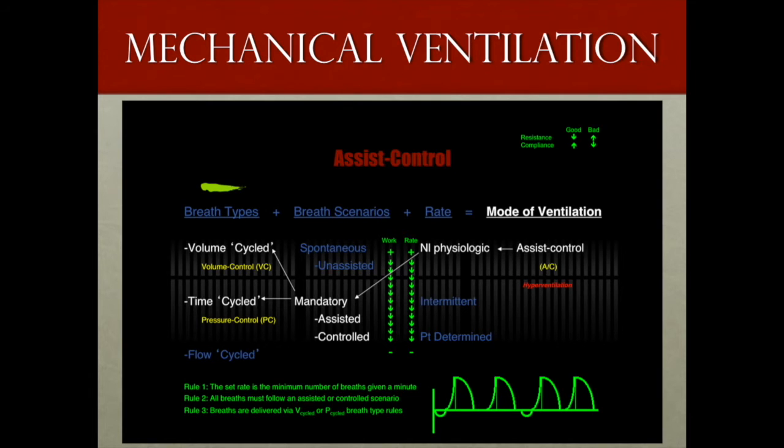And the first mode that we'll talk about is what is commonly called assist control mechanical ventilation. And there are 3 rules that govern assist control, and each rule corresponds to one of the components of what a mode is. So in assist control, rule number 1 states that the set rate is the minimum number of breaths given per minute, and usually it is set at a normal physiologic rate. Now notice, this rule only discusses the minimum number of breaths. It does not talk about the maximum number of breaths.